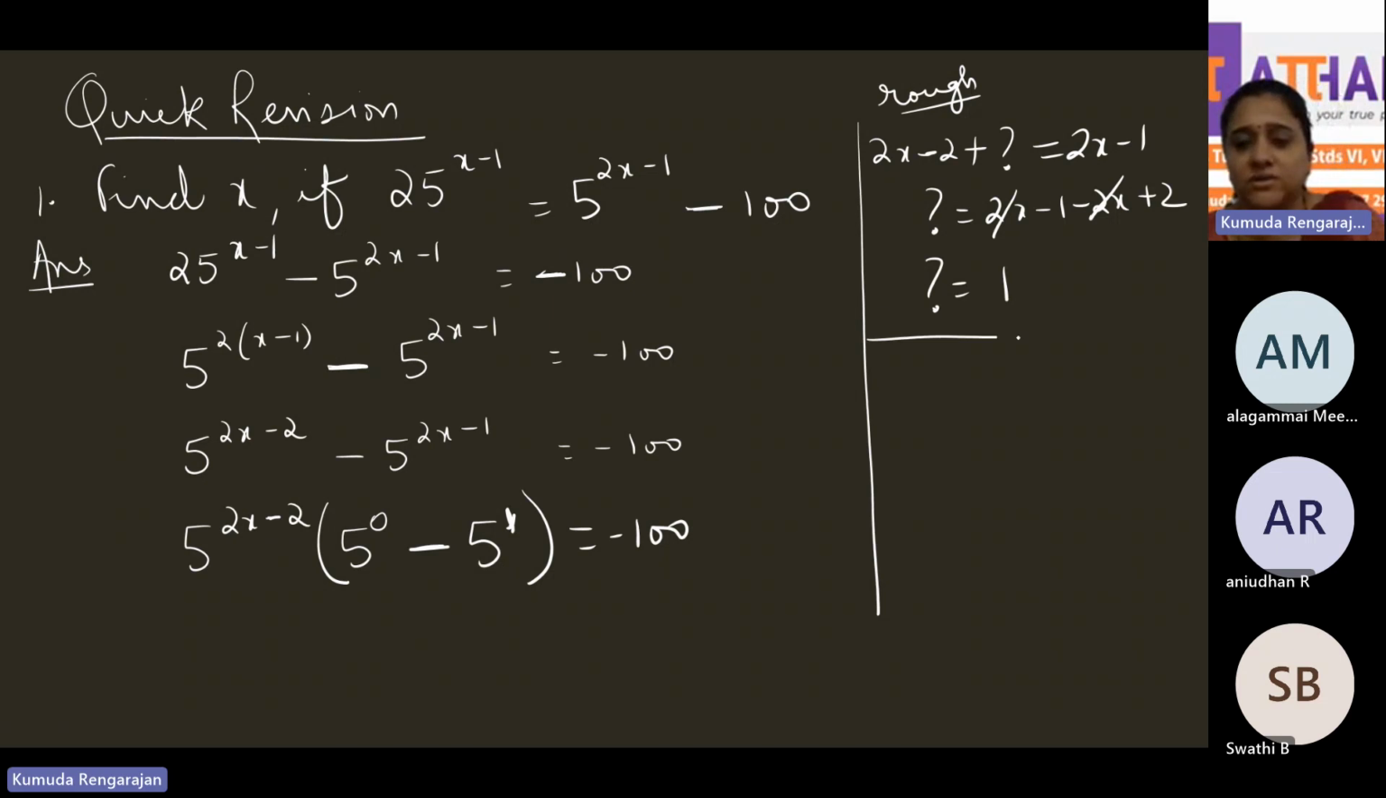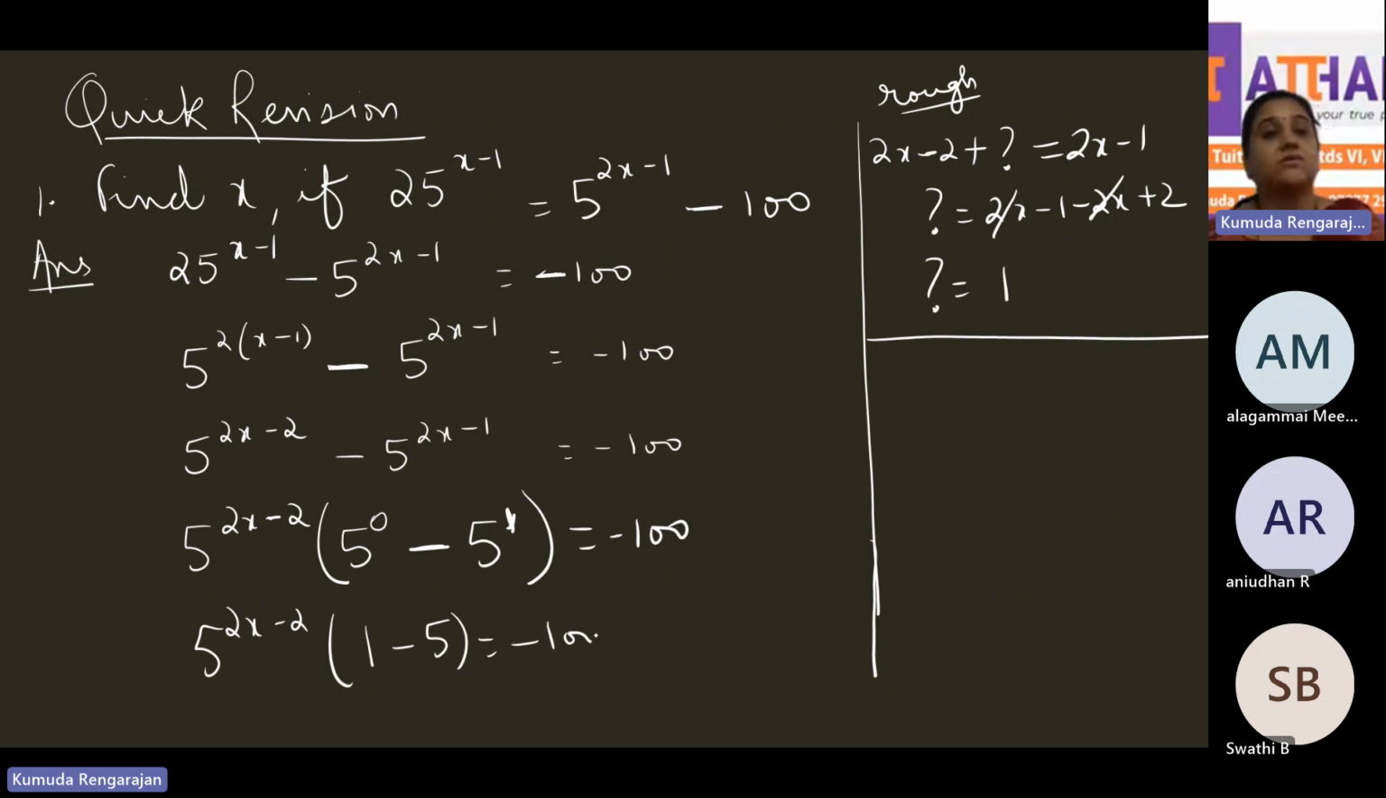I'm continuing the answer here. Okay, so 5 to the power 2x minus 2 into 5 to the power 0 is 1 minus 5 is equal to minus 100, correct? 5 to the power 2x minus 2 into minus 4 is equal to minus 100, correct, children?